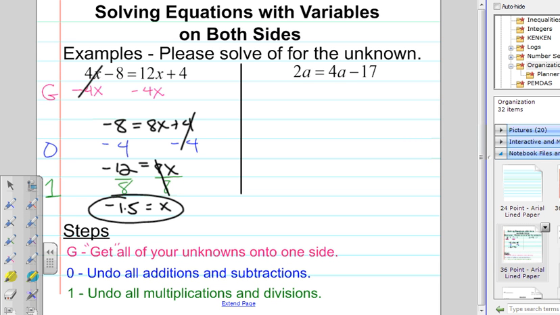Okay, so now, again, I'm going to try and look at this G01 method in this next problem where it says 2a equals 4a minus 17. So when I go to solve, I'm going to look to get all my letters onto one side. If you notice, I have a's on both sides. Now there's two moves here that are totally legit to do this. I could subtract 2a from both sides. Okay? I'm going to hold that aside for a second. Or I could subtract 4a from both sides.